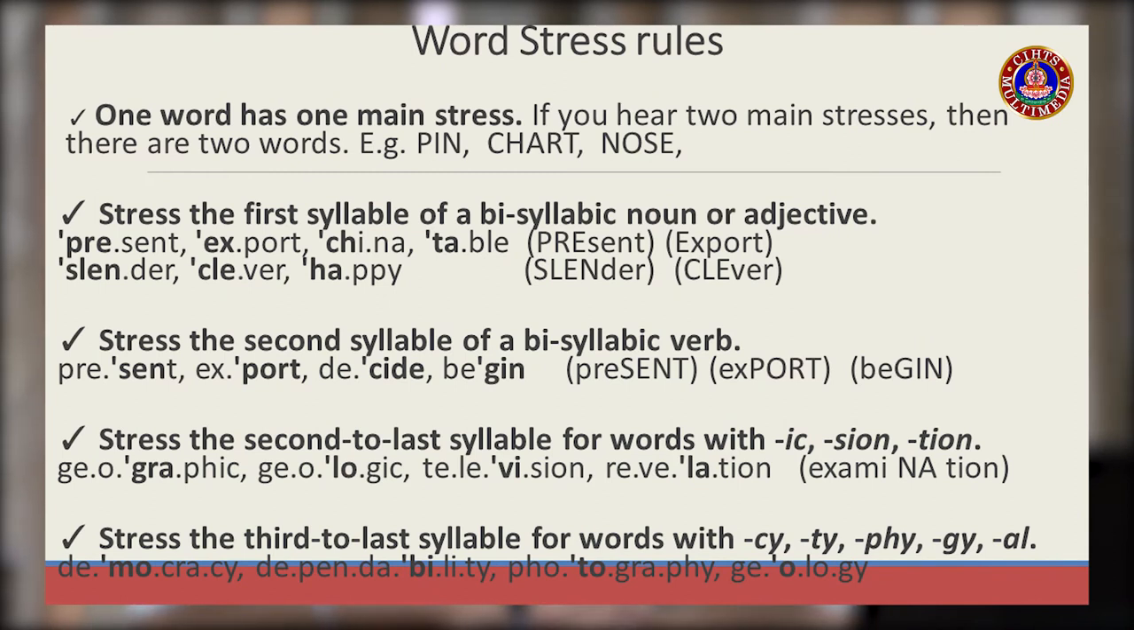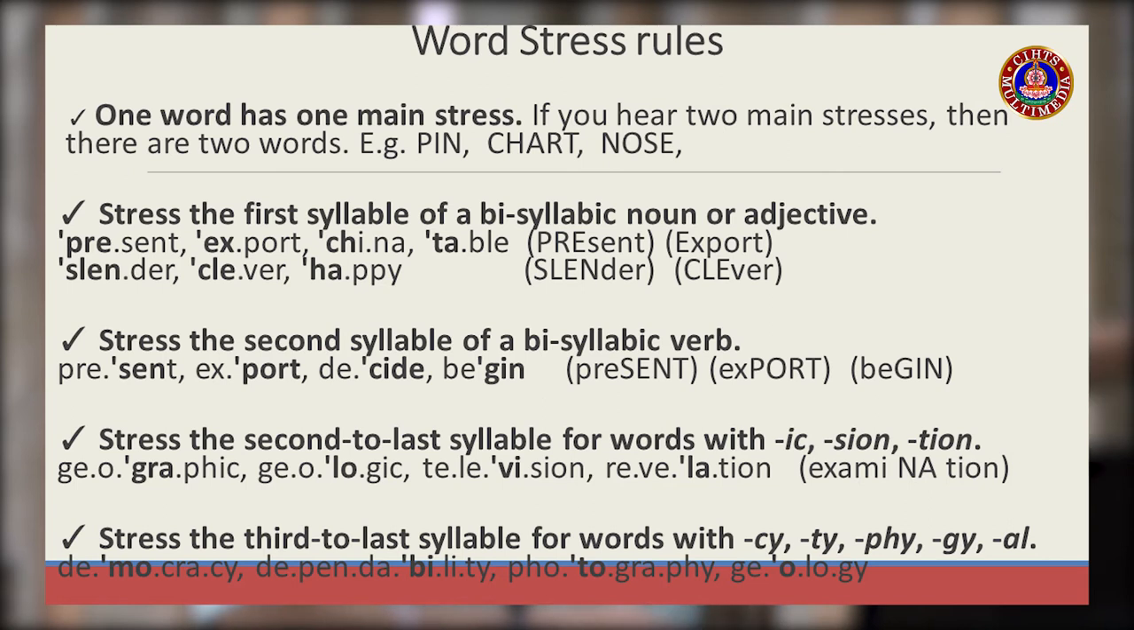Now there are some rules, stress rules. Quickly, main unhe thoda summarize karta hun ki English language works like this. One word will have the main one single syllable agar hai kisi word mein, to wo stress hi hoga. Jaise pin, chart, nose, you have only one syllable and that one syllable will be stressed. But if you have two syllables and the word is noun or adjective, abhi humne kiya, then the stress is at the beginning. For example, present. For example, export. For example, adjective clever. Ab main dono pe dalunga to main bolunga clever or clever. But I have to stress only the first, clever. In fact, the schwa will come in the second syllable.